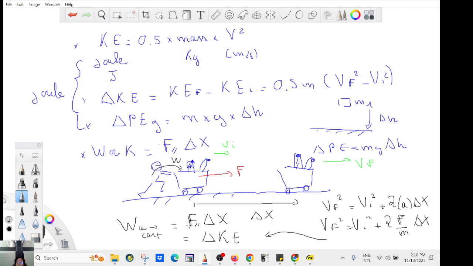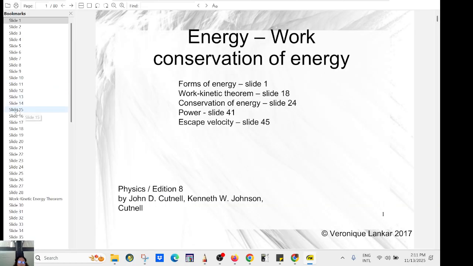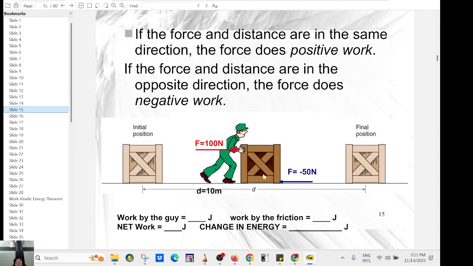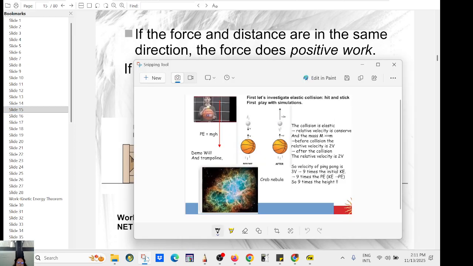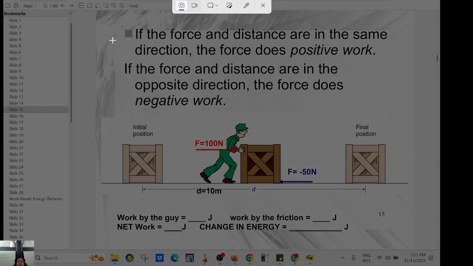You apply a force over a distance, the speed will change, the kinetic energy will change. But that force has to be parallel to the displacement. This is just an introduction. Let's do this one here. It's easier to take some examples.